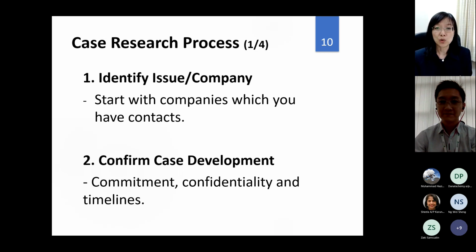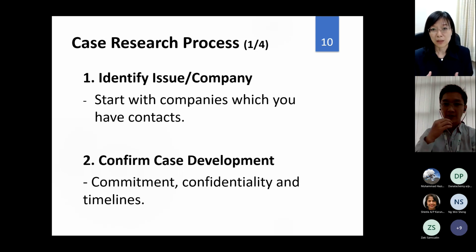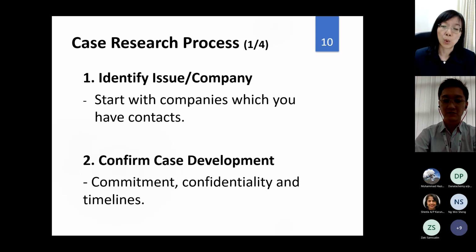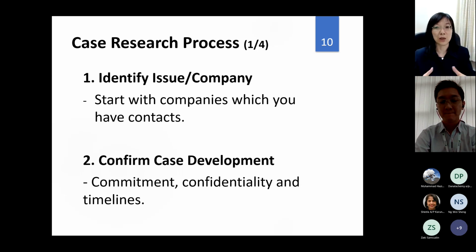The other thing is you also want to ensure, just double confirm with the company, what kind of data they can give you and what would be considered confidential. Because you don't want to write a case, and halfway through you need some information, and they say, oh, that information is confidential, we cannot release it, or it's going to take some time. Then that will delay your case writing process, right?